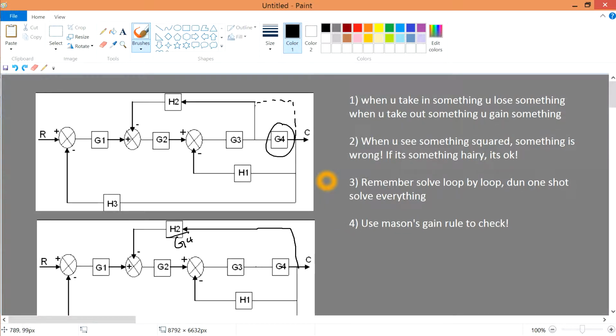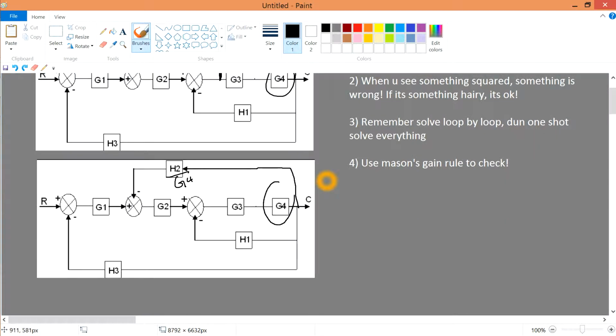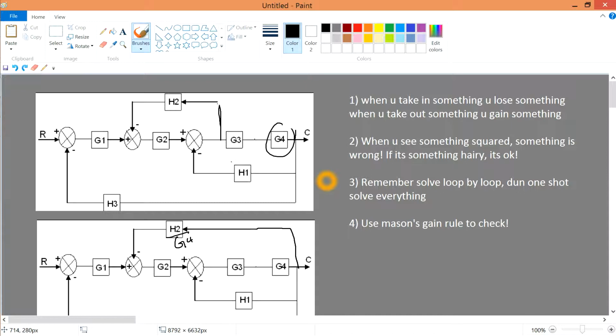For example, if I were to take out G3, if I bring this loop out, then this is H2 G3, because I take out this thing over here. As you can see, when you take out something, you gain something, you multiply by that something. When you bring in something, as shown over here, you lose something, you divide by G4. This is the first method that I use to remember things.